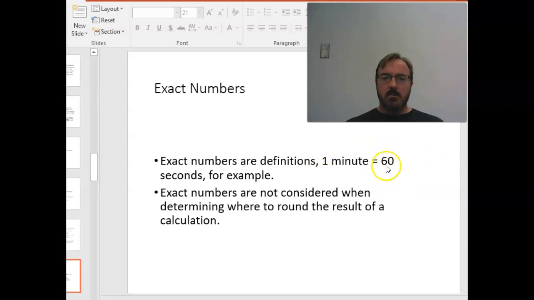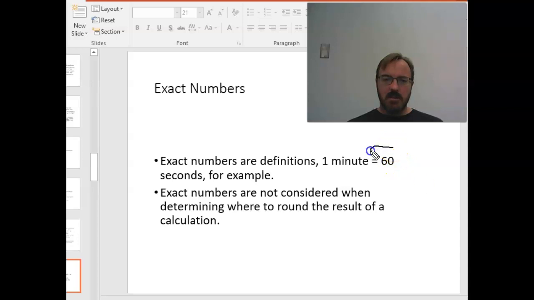When I have exact numbers, I do not want to let this definition limit the number of significant figures that I have coming out of a calculation. So what does that mean? Well, let's say I used this for a conversion between something, right? 1 minute is 60 seconds. Well, the number of sig figs is important when I'm looking at these calculations.